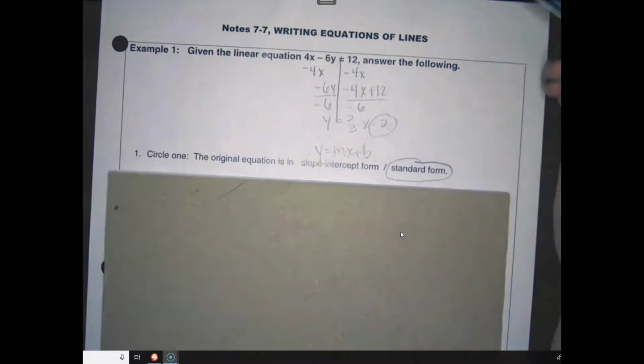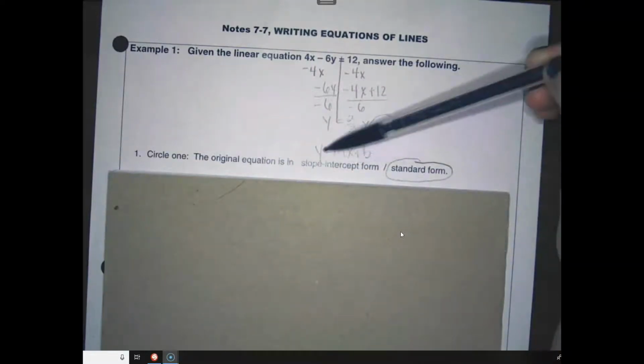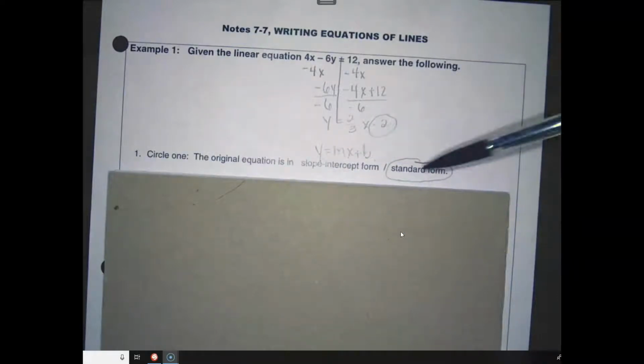Circle 1: the original equation is in slope-intercept form. Slope-intercept form is y equals mx plus b, and it wasn't in that form. Now, we haven't used the word standard form very often, but standard form is when it's written like that, 4x minus 6y up there. So this is standard form.